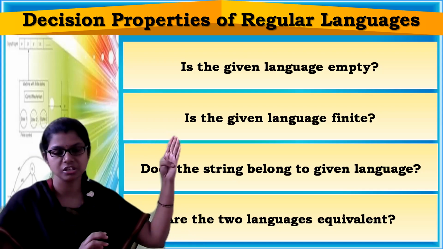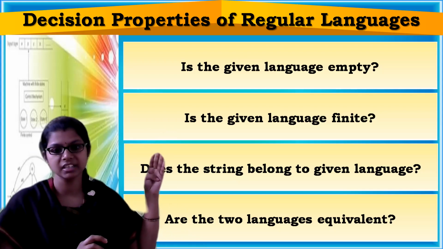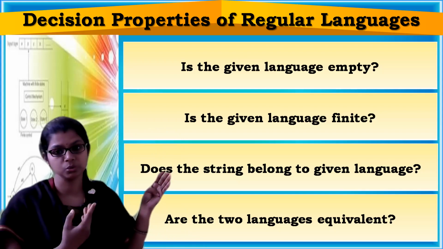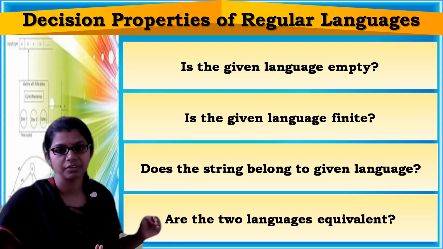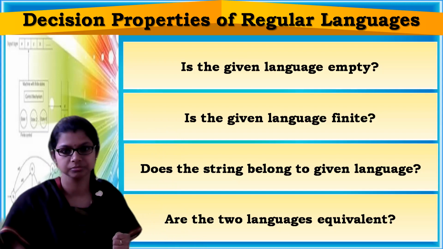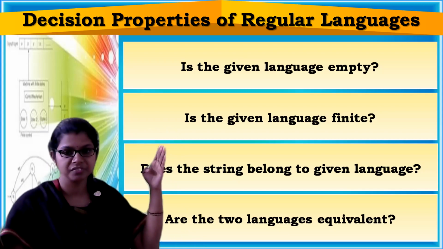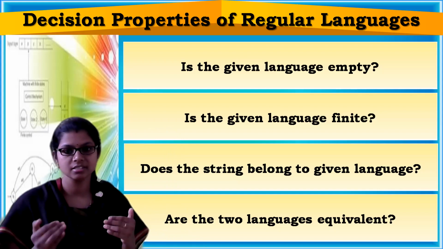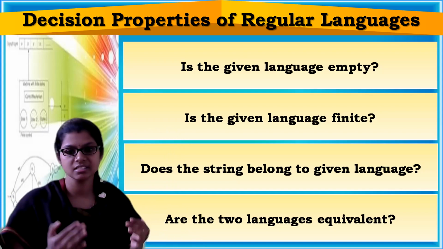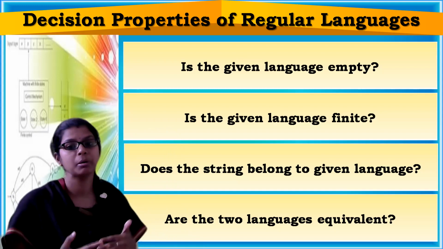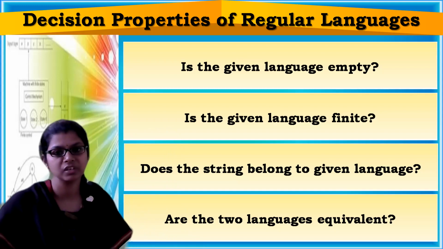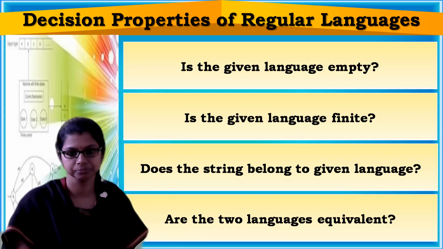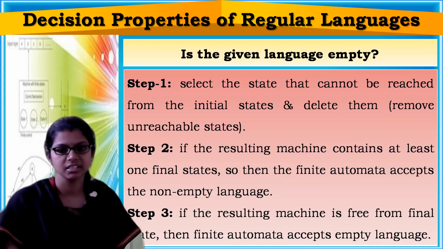Is the given language empty? Is the given language finite? Does the string belong to the given language? Are the two languages equivalent? So the first one is regarding emptiness. Second one is finiteness. Third one is the membership property, and the fourth one is the equivalence property. Now let's see one by one.